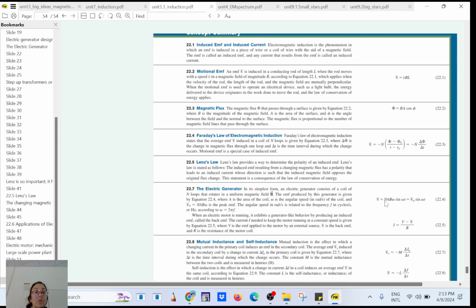It depends on the number of loops of the coil rotating in your uniform magnetic field. It depends on the area of the coil. It depends on the magnetic field, which is not changing, only the loop is spinning. And it depends on the speed of rotation. To produce electricity here, the speed is 60 revolutions per second, which is why the frequency is 60 hertz. You don't have to worry about this.